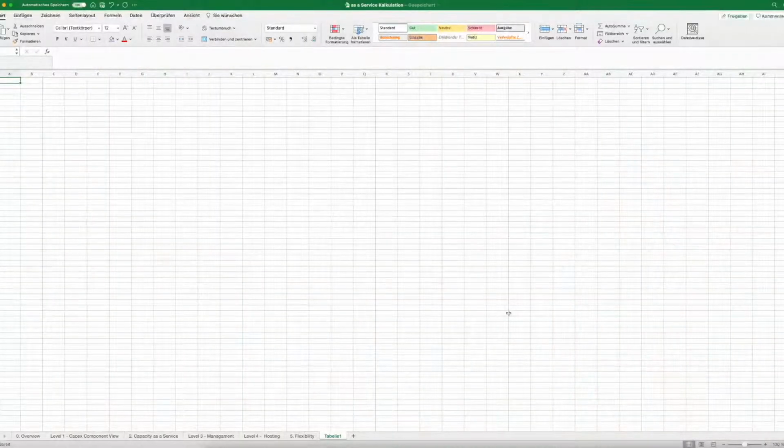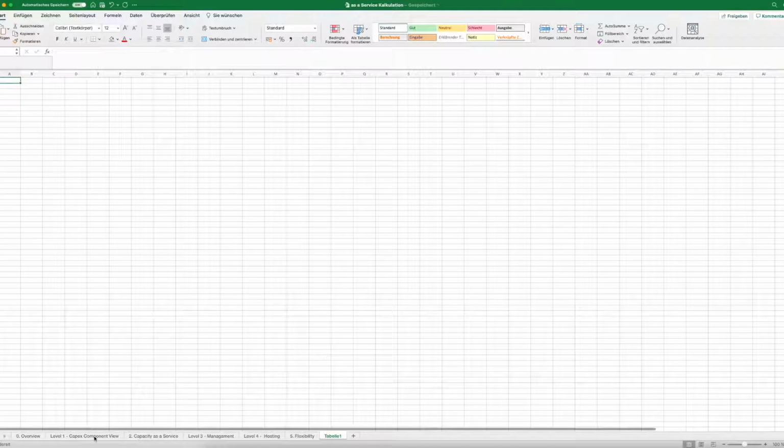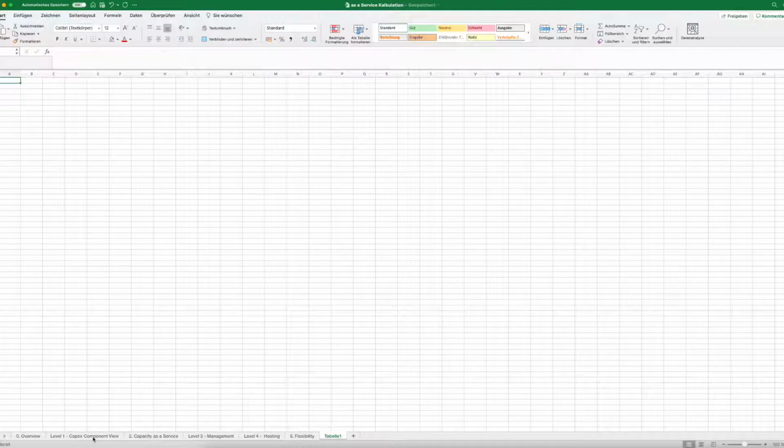Okay, now here we are. We've opened our favorite spreadsheet tool. It could be Excel as in this case, but it could also be LibreOffice, or it could be Numbers, or whatever you like. Basically, what we're doing now is an easy job for every spreadsheet program that you have on your computer. So I've prepared some steps here, and we go with them step by step. So as promised, the first thing that we would do is we go for the level 1, the CapEx view.